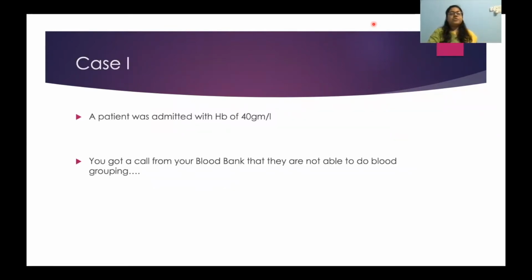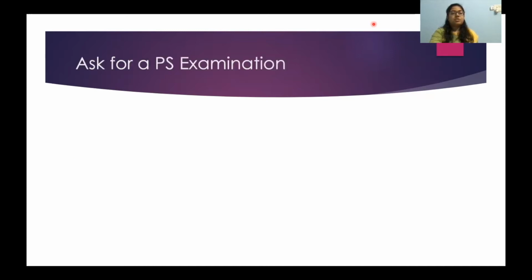You have a patient who was admitted with severe anemia. Hemoglobin was a mere 40 gram per liter. And obviously, you asked for a transfusion, but you got an urgent call from your blood bank, and they said that they were not able to do a blood grouping in this patient. Now, what will you do? In such a scenario, it's better to ask for a peripheral smear examination.